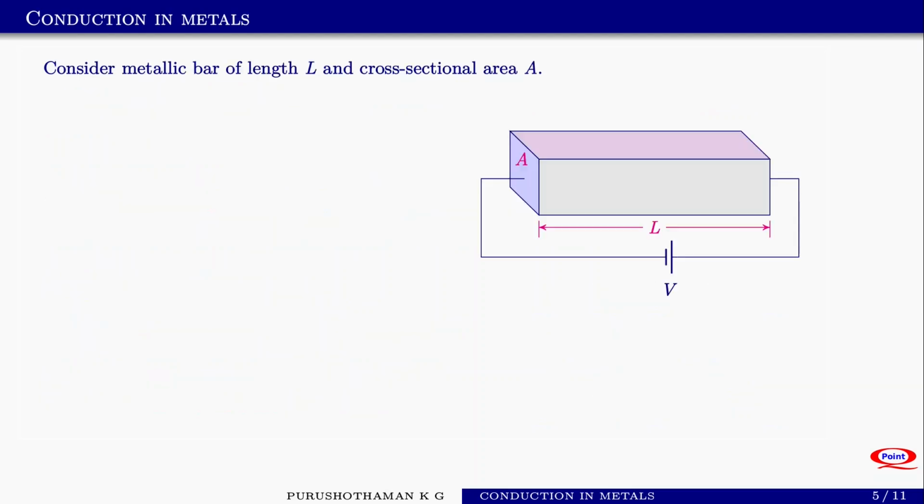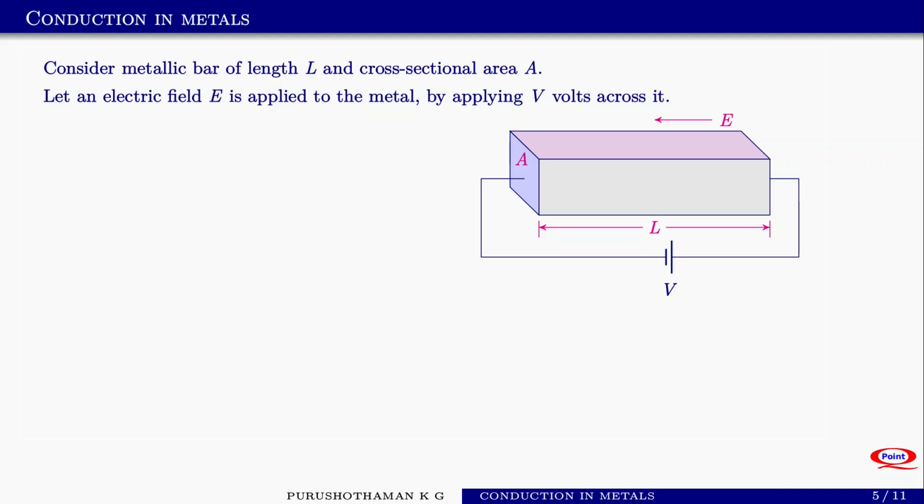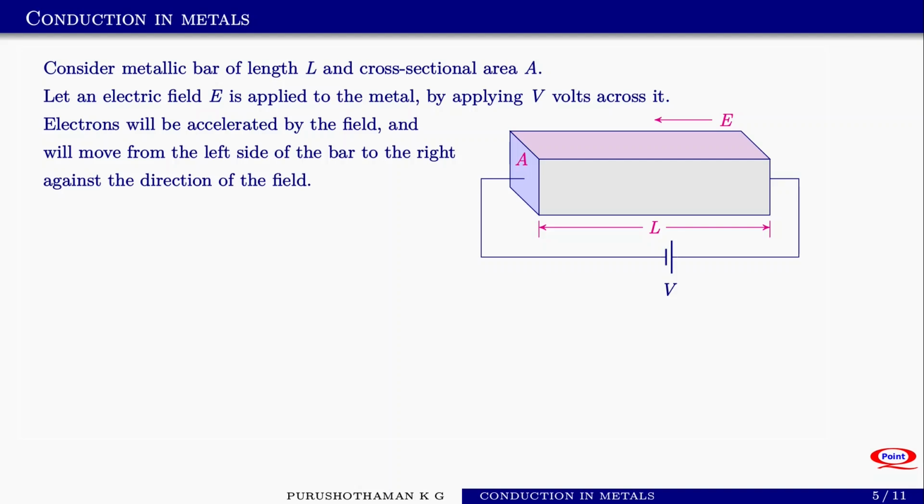Now consider a metallic bar of length L and cross-sectional area A. An electric field is maintained across the bar by applying a potential of V volts across the metallic bar. Electrons will be accelerated by the electric field. You can see that the electric field is from right to left. This is the direction of the electric field. Electrons will be accelerated by the field and will move from the left side of the bar to the right side, against the direction of the field. In other words, electrons will be attracted by the positive terminal of the battery.